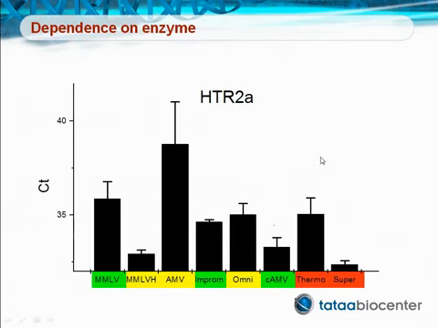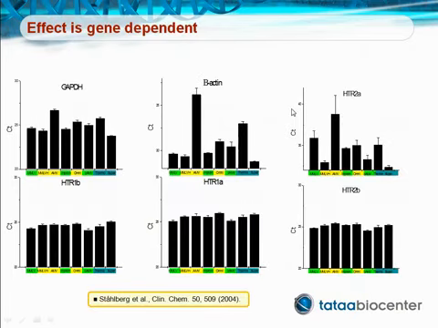The RT yield may depend on the reverse transcriptase used. Here, the serotonin receptor gene transcript was reverse transcribed with 8 different reverse transcriptases, and a yield variation close to 100-fold was observed. This effect is gene dependent. With some genes, RT yield can be boosted manyfold by choosing a different reverse transcriptase, while with other genes there is virtually no effect.